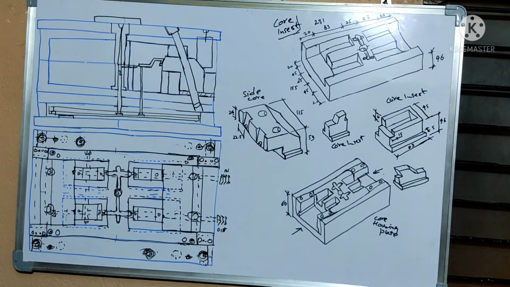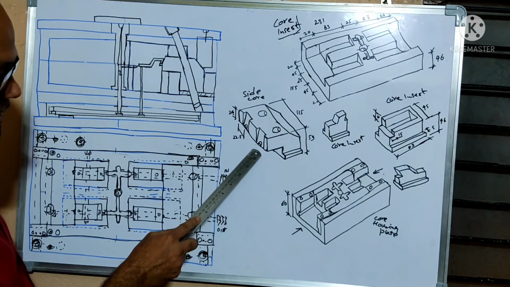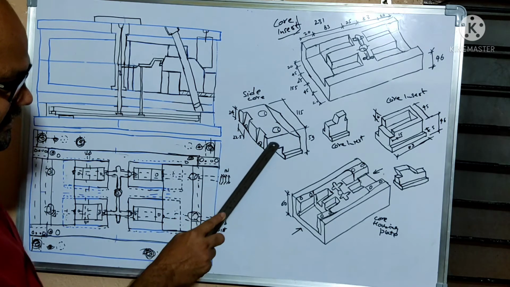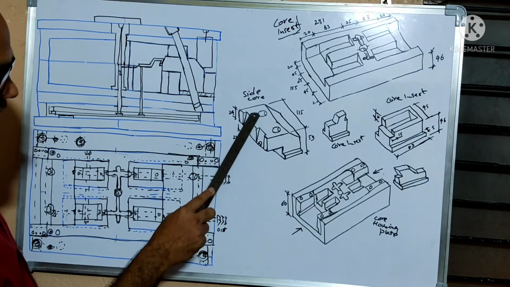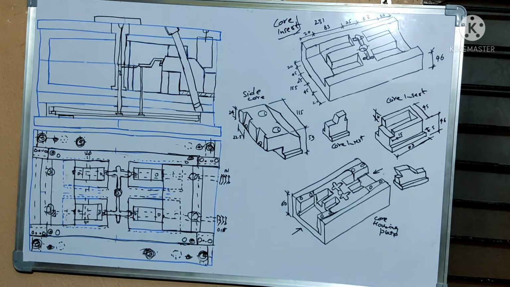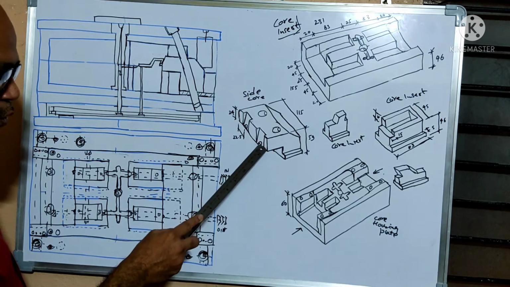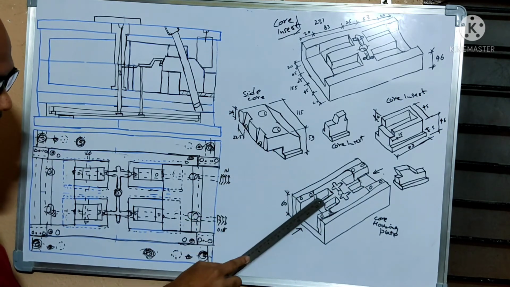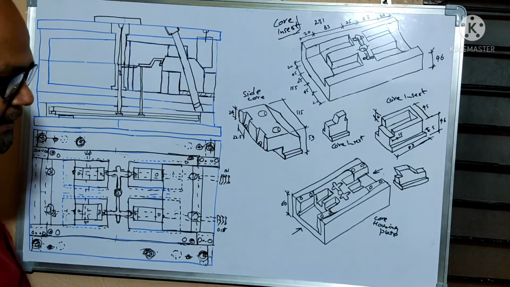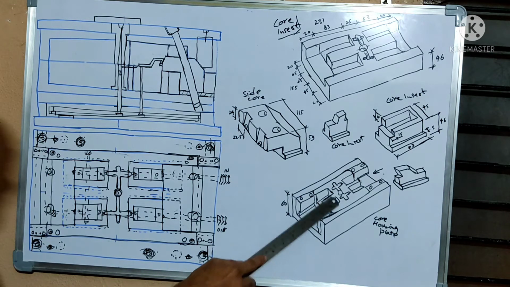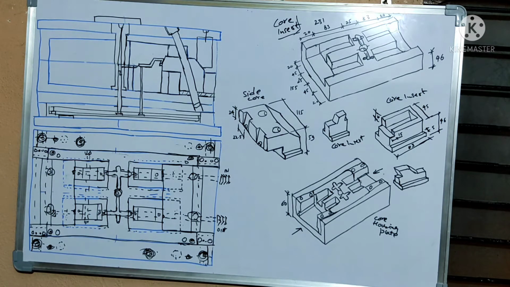Like this, you are observing the profile. It means for the 4 cavities, 2 cavities are on one side and another 2 cavities are on this side. Totally, in one stroke of the production, you will get 4 components at a time.